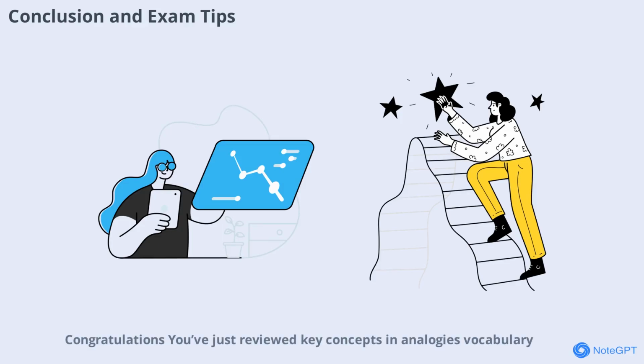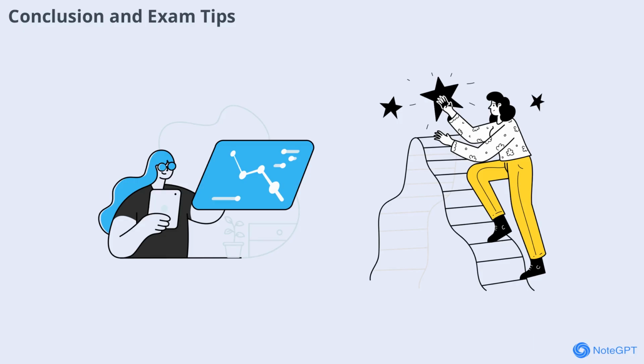Congratulations! You've just reviewed key concepts in analogies, vocabulary, and blood relations. Remember, practice is the best way to master these questions. Draw family trees for blood relations, build your vocabulary daily, and look for patterns in analogies. With these strategies, you'll be well prepared for any aptitude exam. Good luck and keep practicing to achieve your best results.